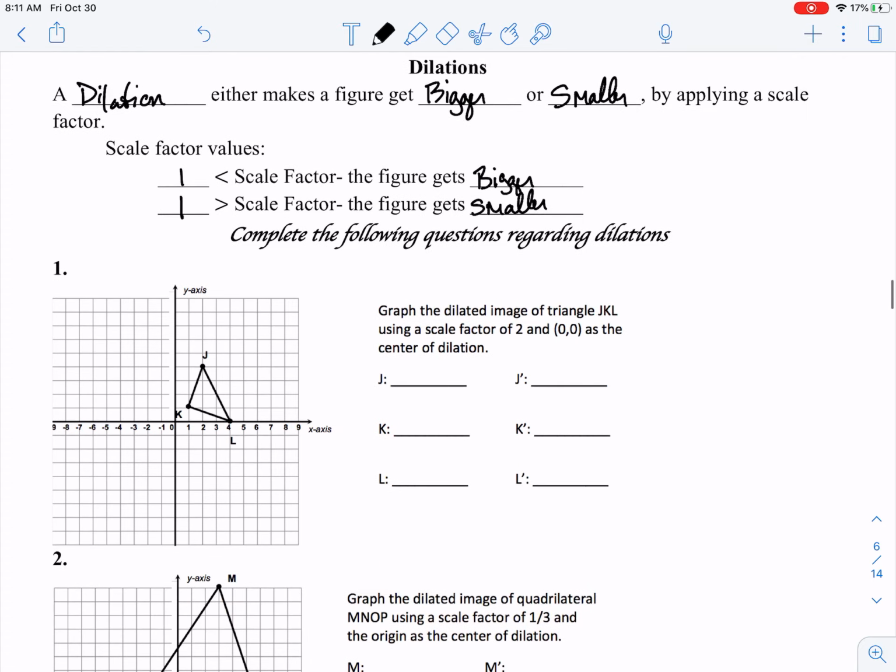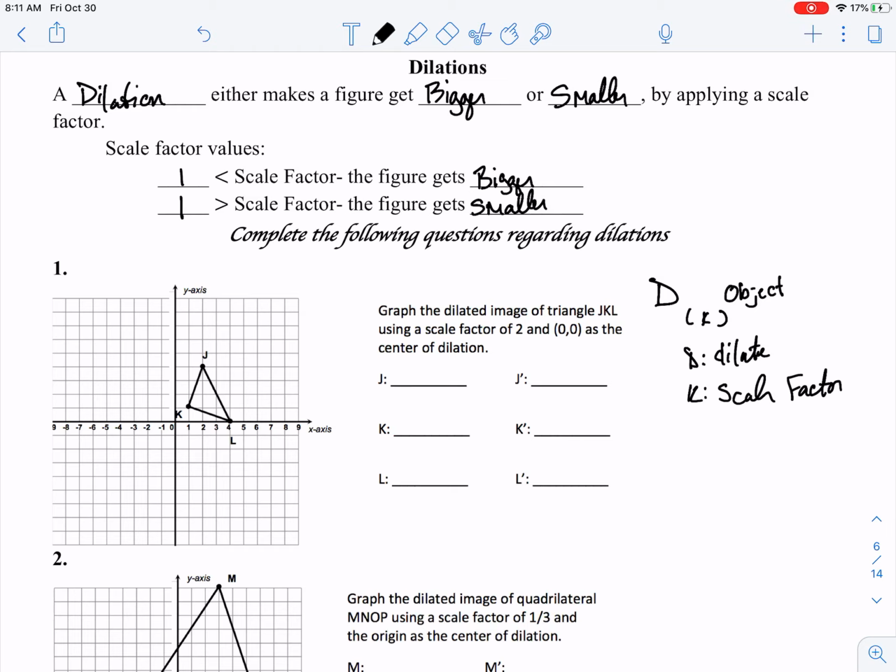Okay. And all you do here, it'll be D sub K of object, where D means dilate, K, like our constant from variation, is our scale factor, and then your object is what's getting moved.